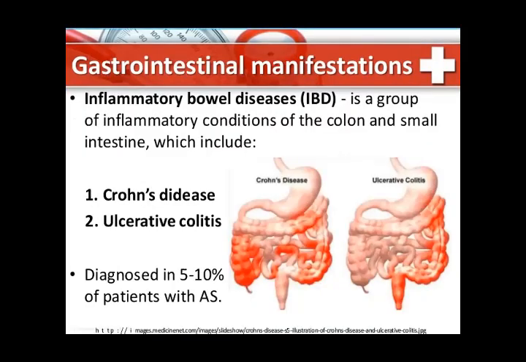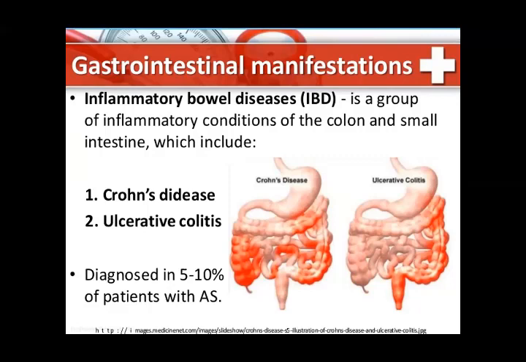Gastrointestinal manifestations, I told you, occur in patients who have Crohn's disease or ulcerative colitis. They have enteropathic arthropathies. It is not necessarily that a patient with ankylosing spondylitis is going to have ulcerative colitis or Crohn's disease, but a patient with ulcerative colitis or Crohn's disease can have sacroiliitis. So this is the association of the diseases. One disease can have other manifestations.